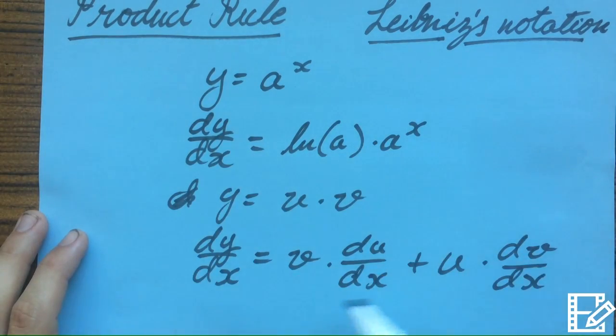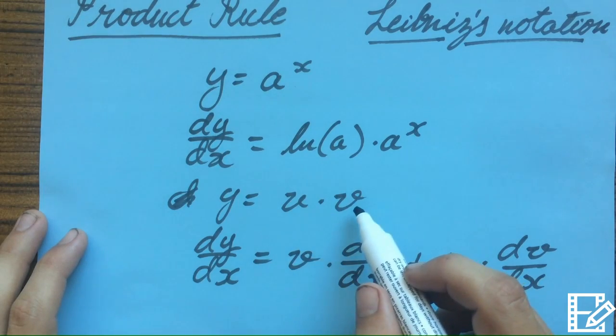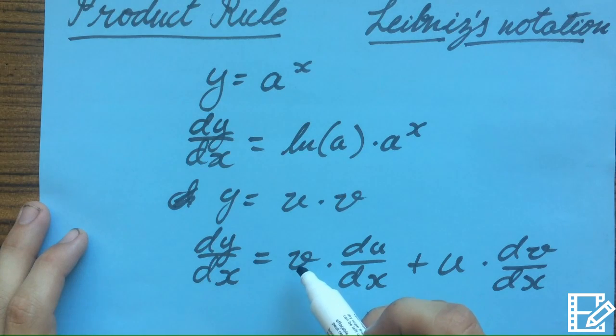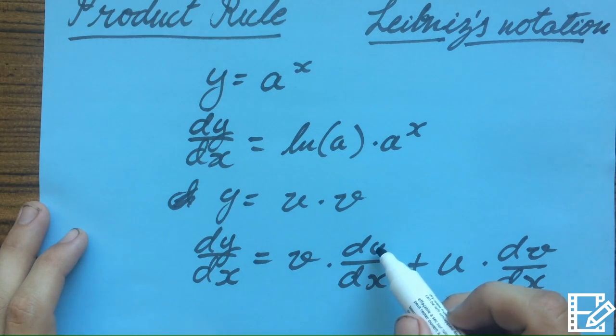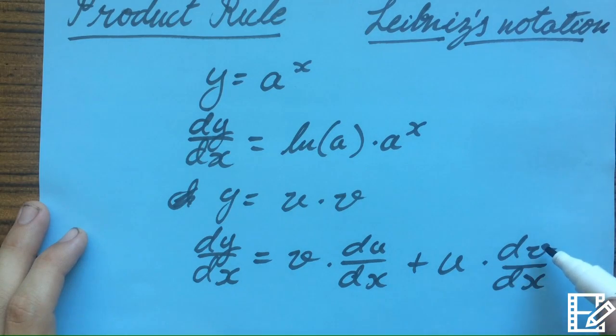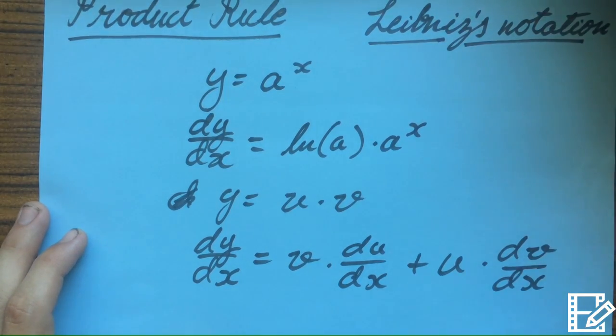And this is the product rule, where we have y equals u multiplied by v, and the derivative of y with respect to x is v multiplied by derivative of u with respect to x, plus u multiplied by derivative of v with respect to x. And now for some examples, get to it.